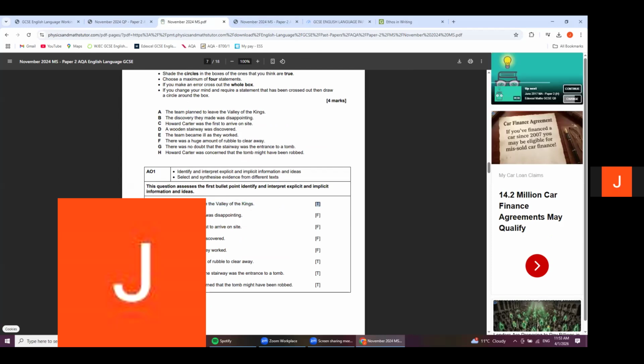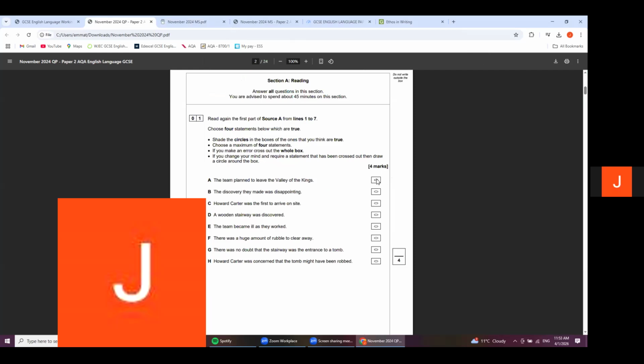And options F, G, and H have also been confirmed as true. So what that would look like is, A, you would shade that circle, and then F, G, and H, those circles would be shaded. If for whatever reason you make an error, cross out the whole box. And if you change your mind and require a statement that has been crossed out, then draw a circle around the box.